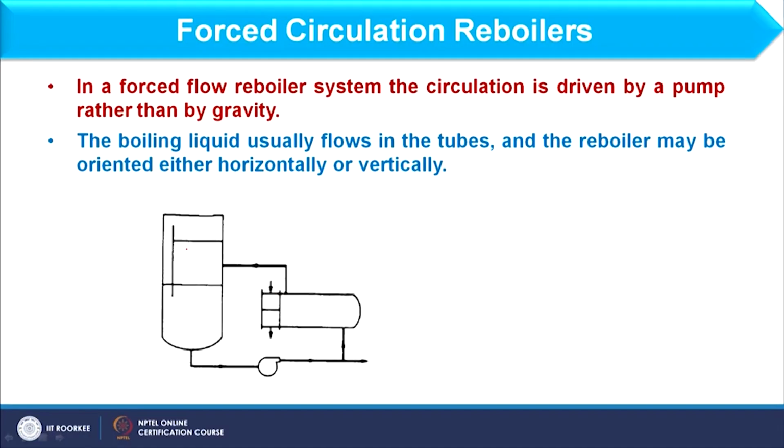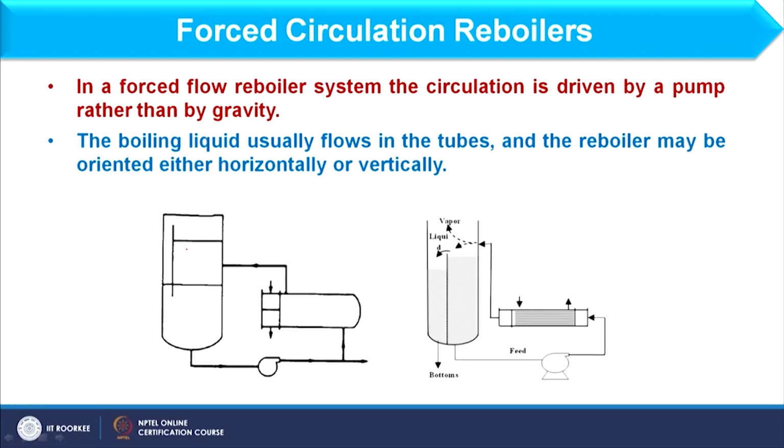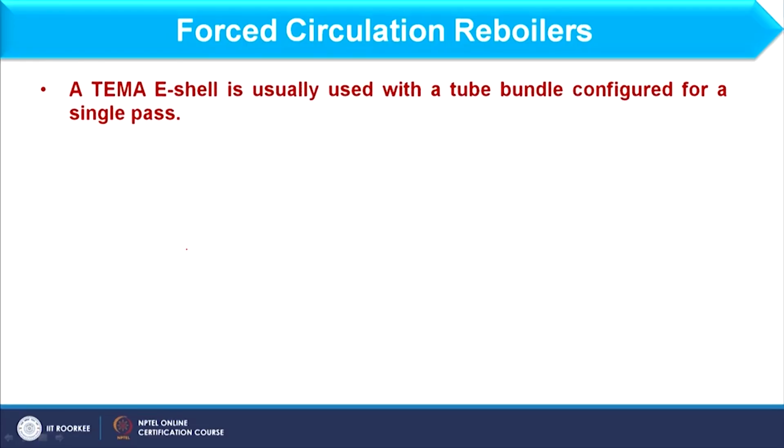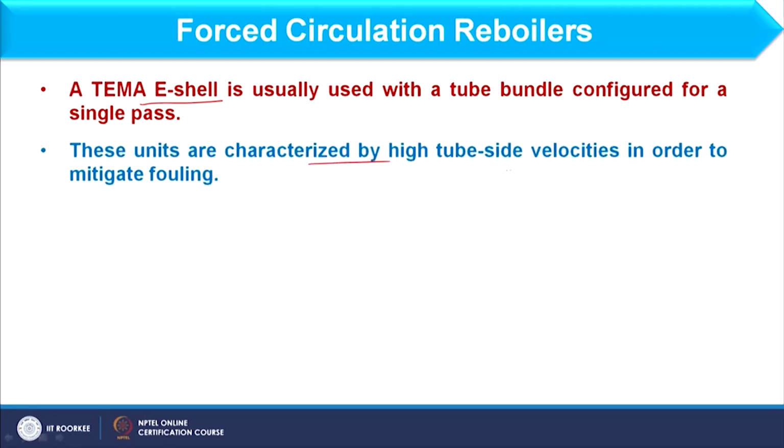Now, we will see forced circulation reboilers, but I am not going into the detailed design of this. As you know, a forced circulation reboiler includes a pump, and we can consider boiling either on the tube side or the shell side, because we are using the pump. A few more points about the forced circulation reboiler: it includes a TEMA E shell, and these units are characterized by high tube velocity because I am using the pump in order to mitigate fouling.